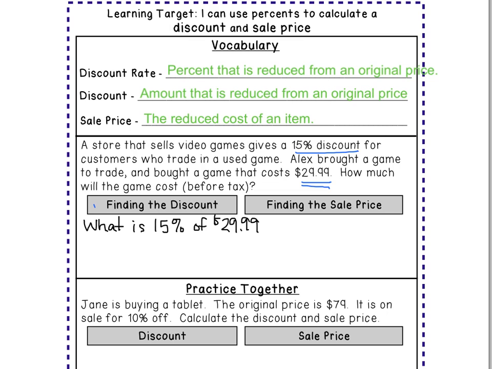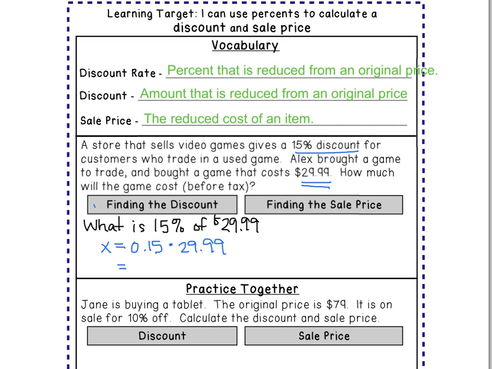So we're going to go ahead and translate. What means x, we don't know. Is means equals. 15%, we need to go ahead and write it as a decimal. Of means multiply. And then we're just going to go ahead and put in that $29.99. So all you're going to do is type in 15 hundredths times $29.99.